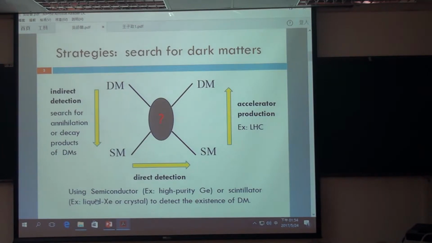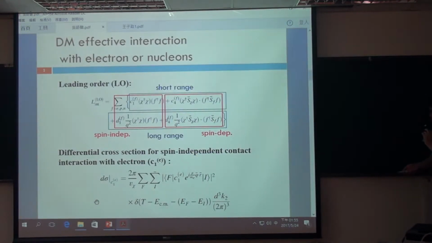Now, because we don't know the actual interaction between dark matter and standard model particles, we can still write down some effective Lagrangian. For example, we can write down an effective contact interaction, or an effective tensor-like interaction. We can build a model with spin independent, or even spin dependent vector. Once those effective Lagrangians are written down, we can derive a cross-section for every kind of interaction. That's how we put constraints on dark matter.